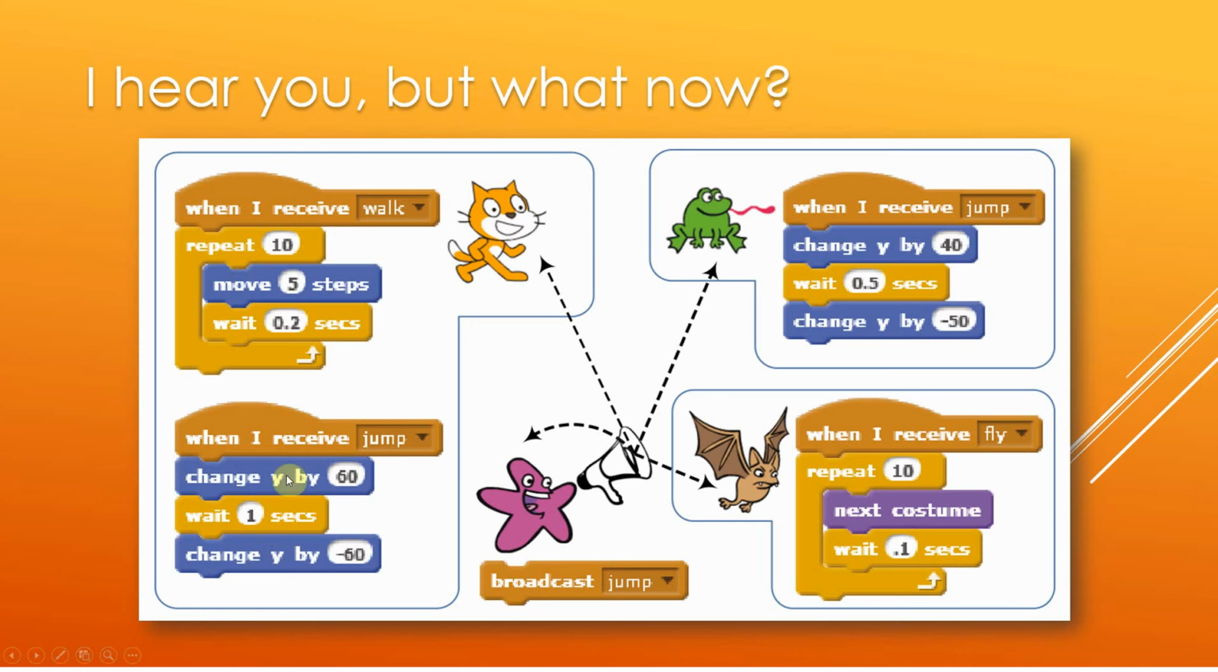Now it is also important to note that even though the cat and the frog both have a receive jump message, the way they implement that message, or what I mean is the way they respond to that message, is different. So you can see the cat jumps up by 60, the frog jumps up by 40. The cat waits 1 second, the frog waits half a second, and then the cat jumps down by -60 and the frog by -50. So the cat is going to wait longer before coming down than the frog, but they are both responding to the jump message.